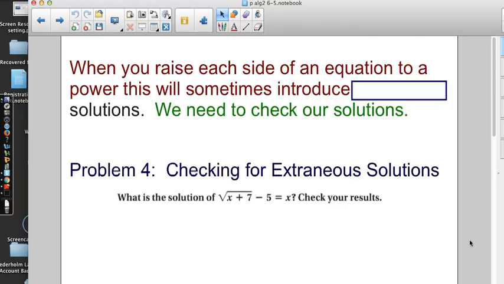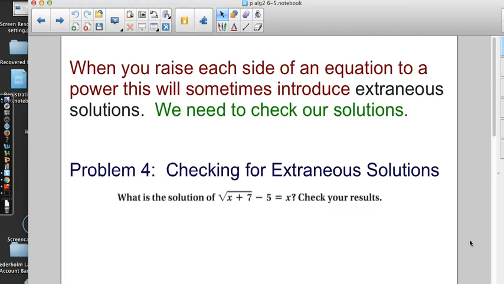Well, when we raise each side of an equation to a power, we know about this fancy word called extraneous, which means that we're going to get an answer. We'll have done all the math right, and we plug it in, and it doesn't work. What a bummer that is. So if none of our answers work and we've done all the math right, then that means it doesn't have any solutions. And that happens.